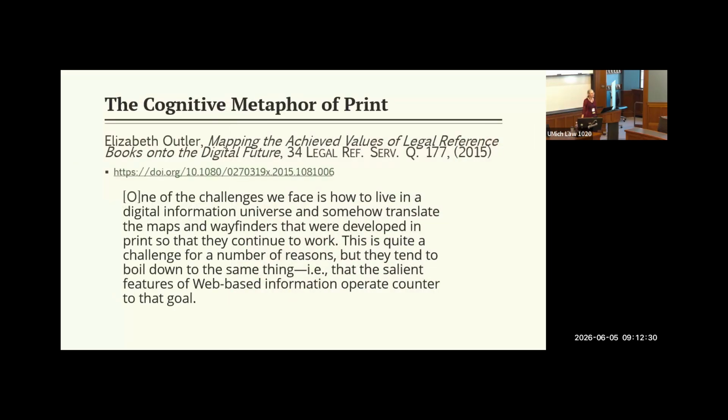This is another article I wish I had written, Mapping the Achieved Values of Legal Reference Books onto the Digital Future. Elizabeth Outler is saying, all these things, these table of contents and index and page markers and guide words, all the things that help you use a book don't necessarily make their way into the online world, and there may not be an online equivalent to help you find the things you're finding and use the book you're trying to use.